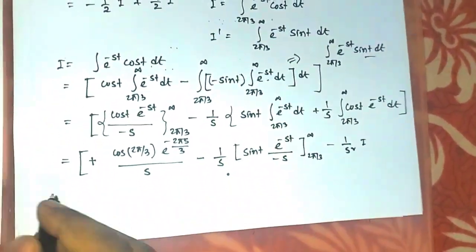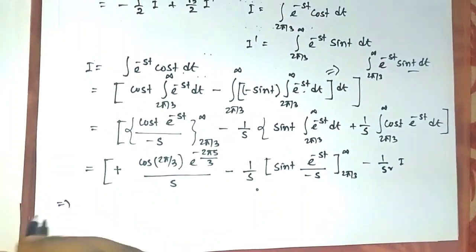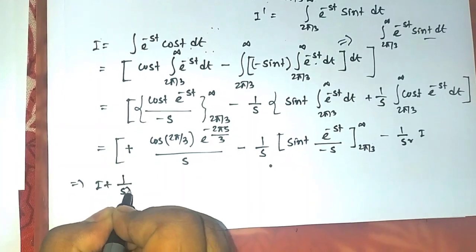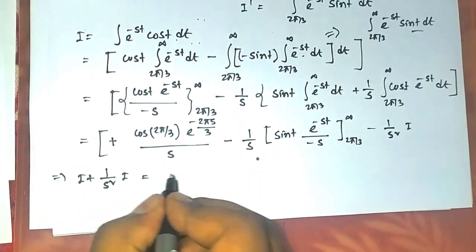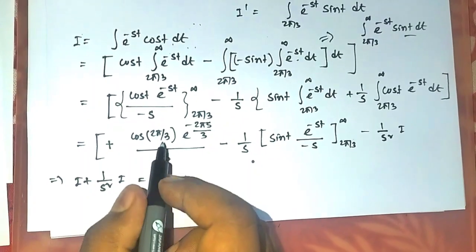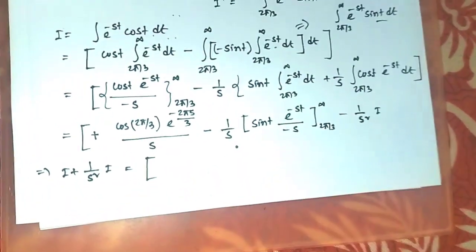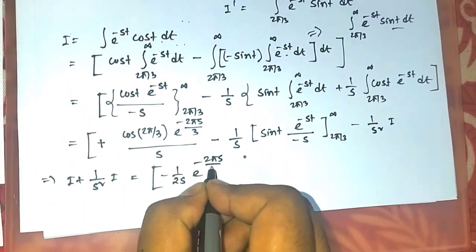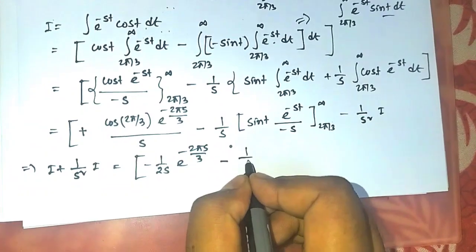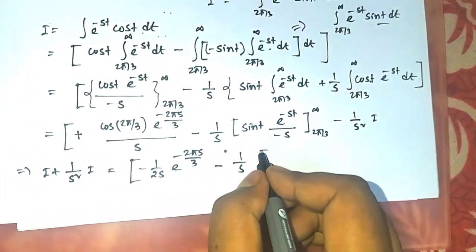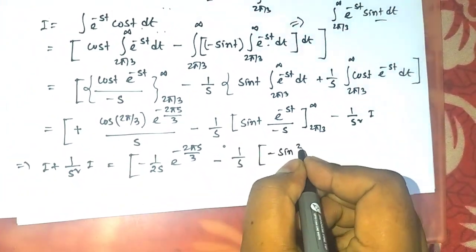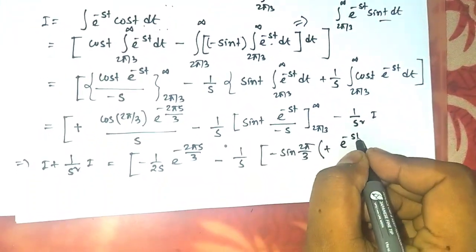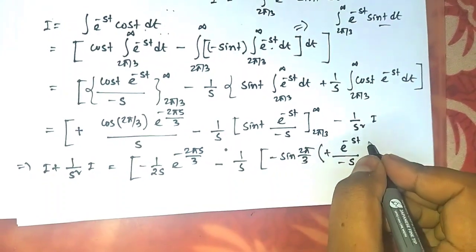Now you can write this term, bring it to the LHS. So I plus 1/s² into I, clear. Here you can write cos 2π/3 equals -1/2, so -1/(2s) e^(-2πs/3), minus 1/s. If you substitute the values, you will get minus sin 2π/3 plus e^(-st)/(-s).